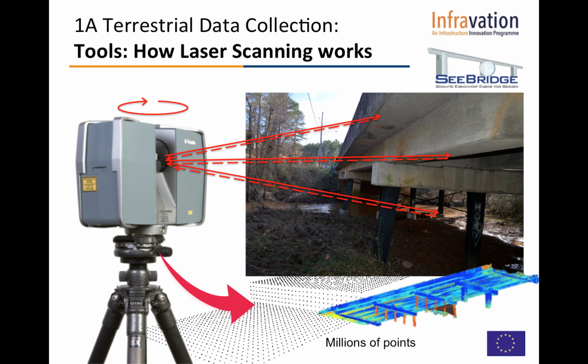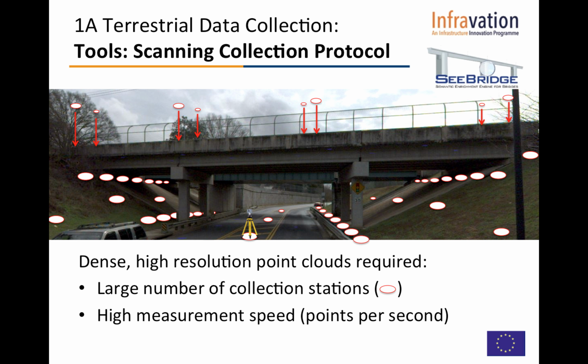Now, as it's not possible just to place this at one location and have the scanner collect the whole bridge, because there will be areas that are in shadow, or one side of the bridge won't be visible from certain locations, what to do is set up a protocol where points are chosen to place these scanners and to collect as much information as possible and without shadows.